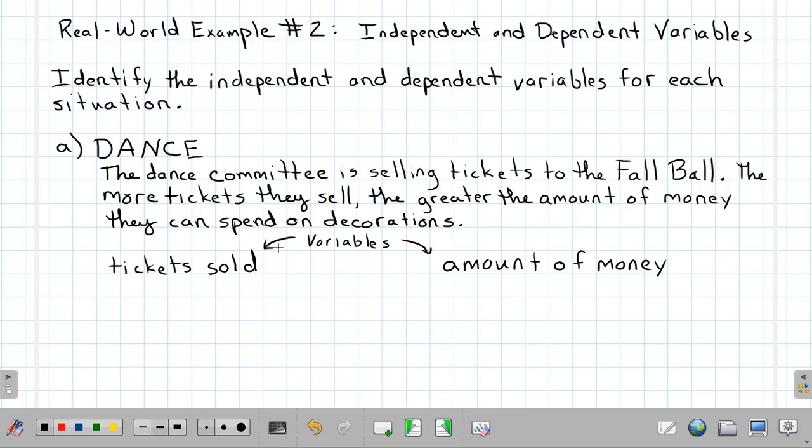So what we have to do here is figure out which one of these is dependent on the other. So which one is independent, which one is dependent? You've got to think logically here. Which one depends on the other? Well, if you think about it very carefully, how much money they're going to have to spend on decorations depends on how many tickets they sold. So since the amount of money depends on the tickets sold, this is the dependent variable.